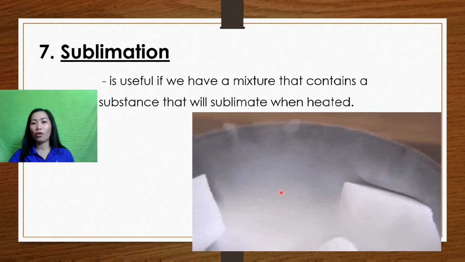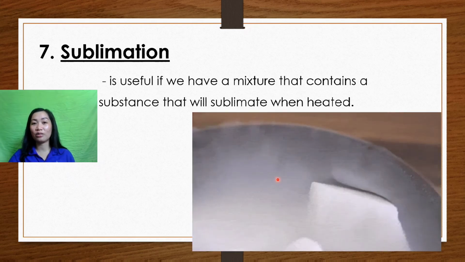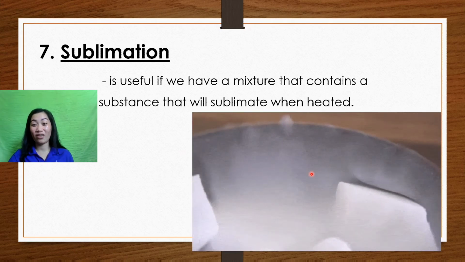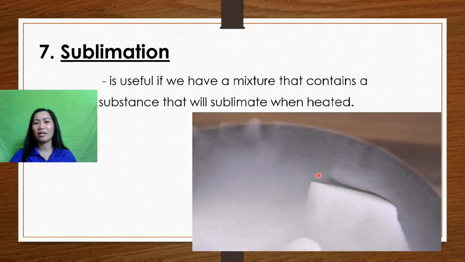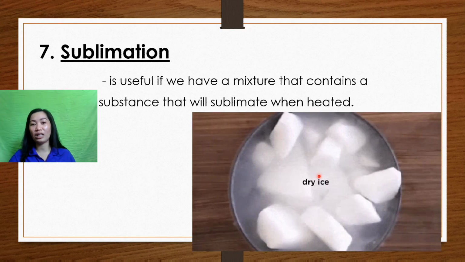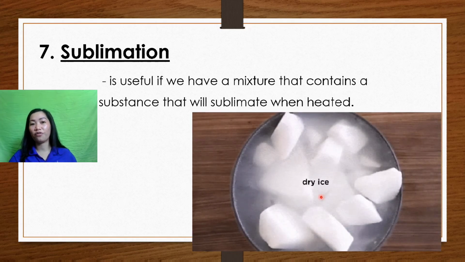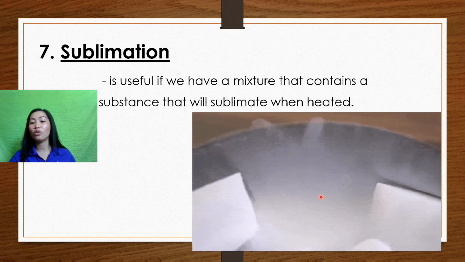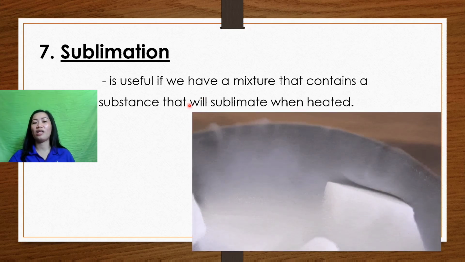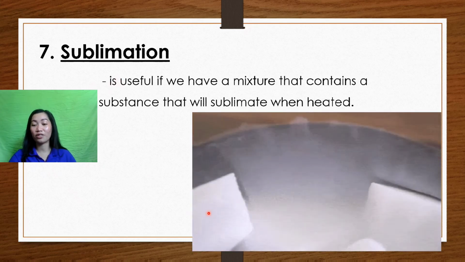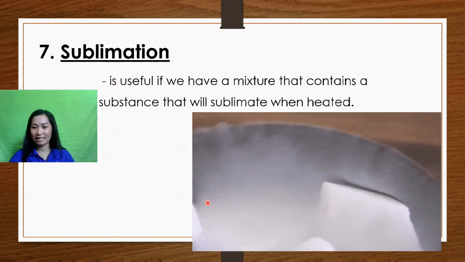Normally when we heat a solid, it will melt and become liquid, right? However, some solids do not change to a liquid. Instead, they change directly from the solid state to the gaseous state. So that is what we call sublimation, from solid to gas.